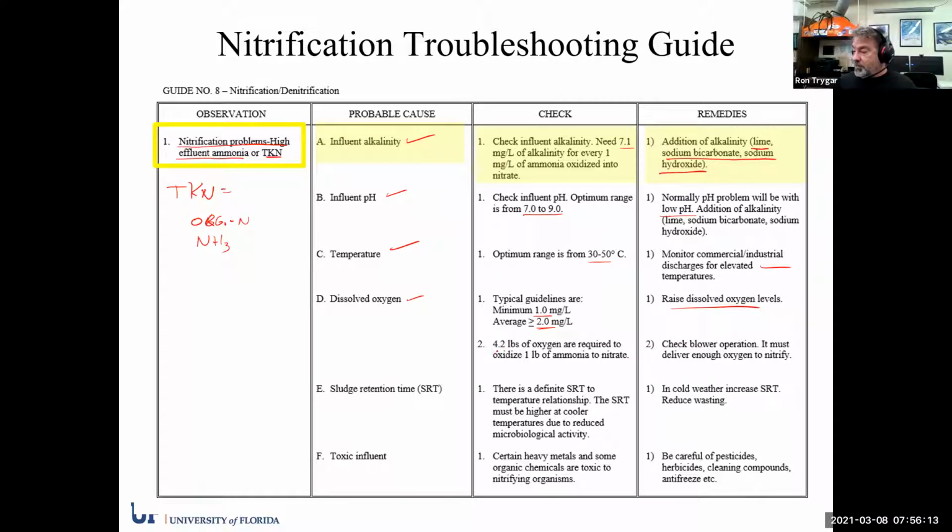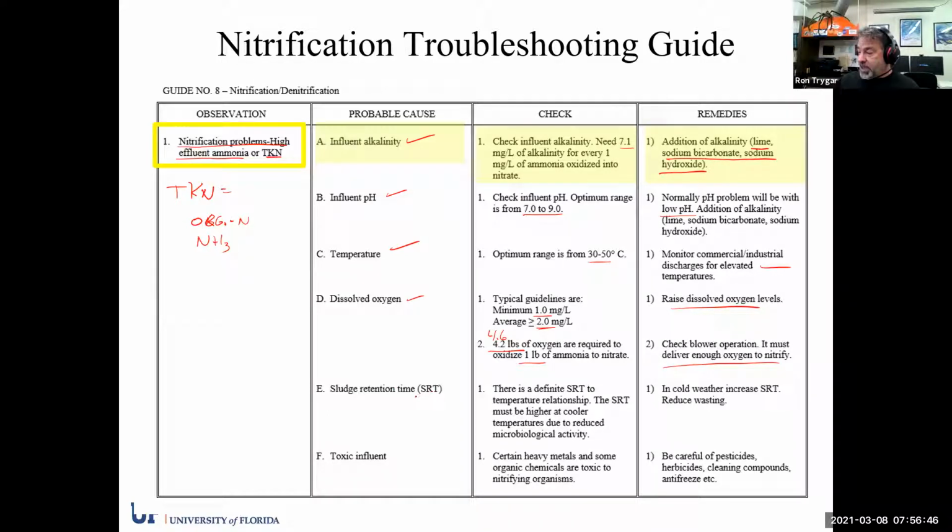It also says here that 4.2 pounds of oxygen are required to oxidize 1 pound of ammonia. I used the number a little bit earlier, 4.6, and that came from the Biological Nitrogen Removal Manual. So this one says 4.2. So you guys get the idea that we're going to need quite a bit of oxygen to make sure that we're getting enough nitrification. It says check blower operation. It must deliver enough oxygen to nitrify. So that's the pounds of oxygen being transferred into the mixed liquor.